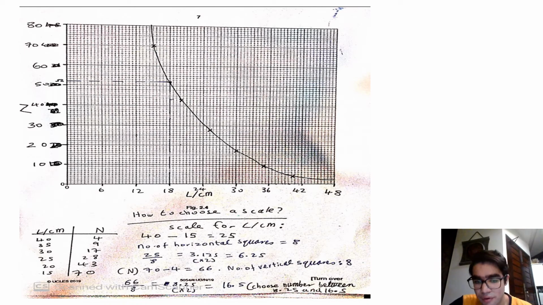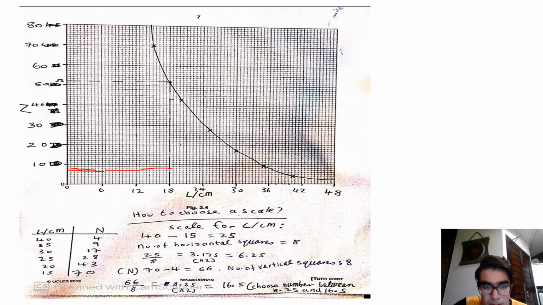Then you count the number of horizontal squares. In this case, they are horizontal, not vertical, because L is on the x-axis. L is the independent variable, and it said in the question that L is on the x-axis. So you'll count the horizontal, by which I mean left to right. You'll count how many big squares there are, not the small bits. This is one big square, from 0 to 6. This is two squares, three, four, five, six, seven, eight squares. So there are eight horizontal big squares.